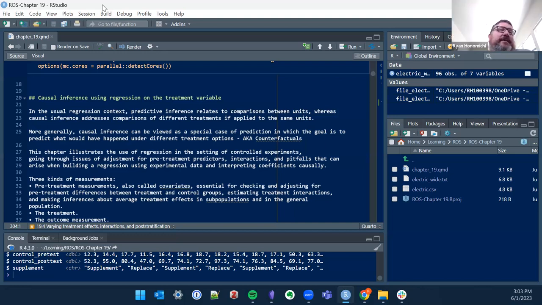Yeah, and then the next is also related. More generally, causal inference can be viewed as a special case of prediction in which the goal is to predict what would have happened under a different treatment, which by the way is all about counterfactuals. Once again, if you tie it into last week, if you buy making things happen, which I glanced at a little bit, but I need to get back into this. Counterfactuals are a huge part of causal explanation, right? So if only I hadn't gotten in my car and driven when I was mad, and gotten in an accident or something like that.